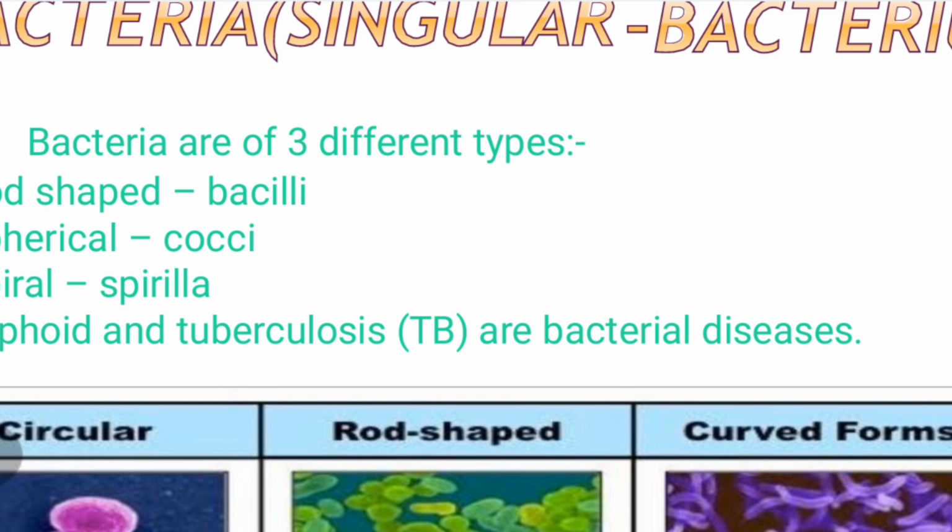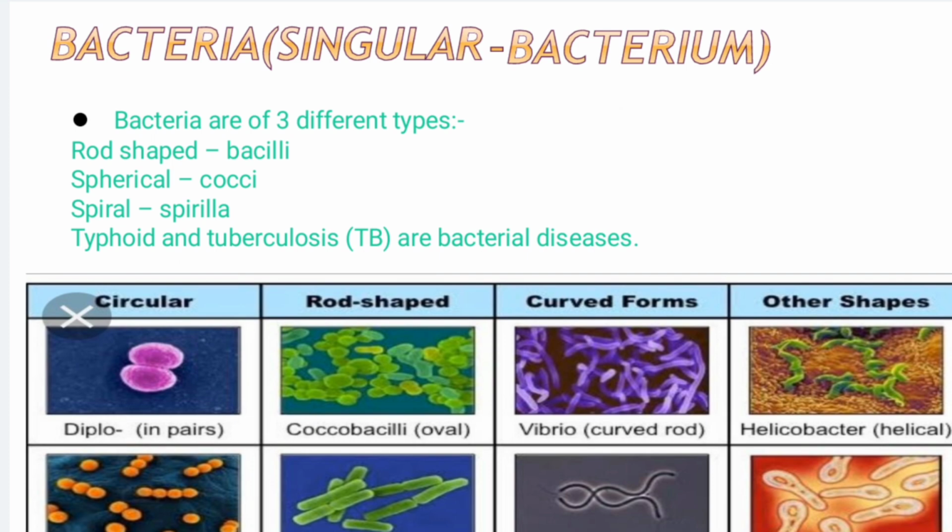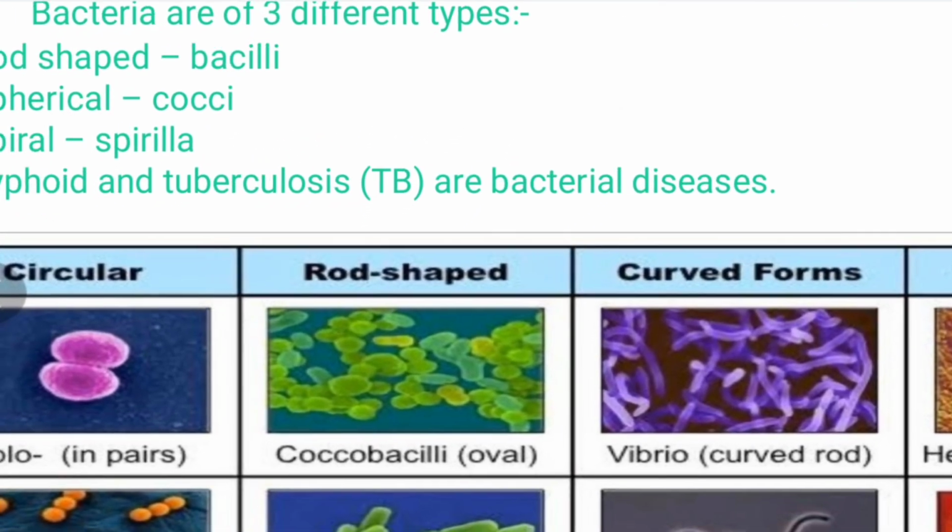There are some diseases which we will discuss in detail when we study harmful effects of microorganisms. So two diseases are mentioned here: typhoid and tuberculosis, that is TB. These are bacterial diseases. So bacteria cause, not all bacteria, but harmful bacteria, they can cause diseases in human beings, in animals, in poultry, and two common diseases are typhoid and tuberculosis, that is TB. So here in the picture you can very well see different types of bacteria.